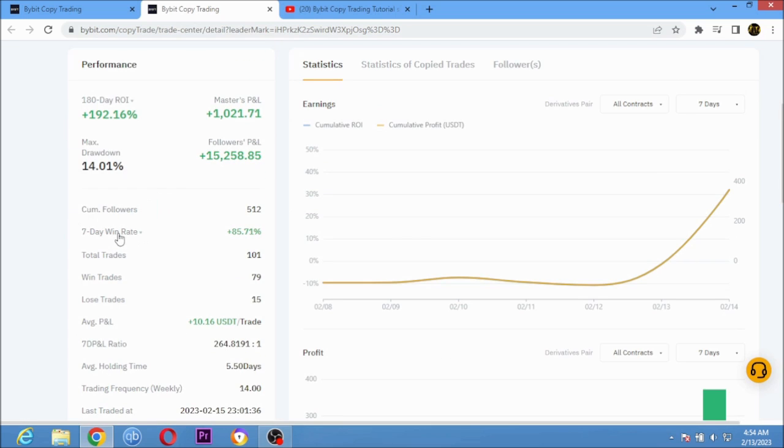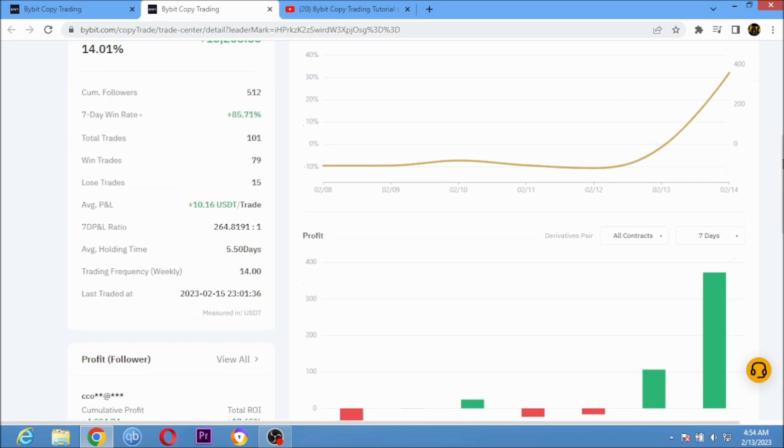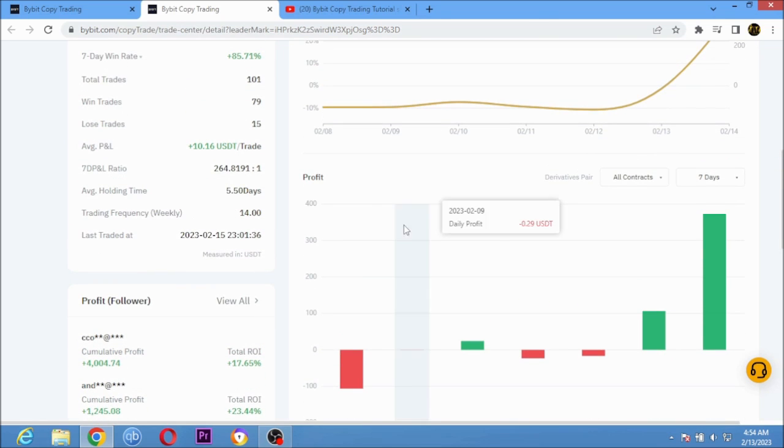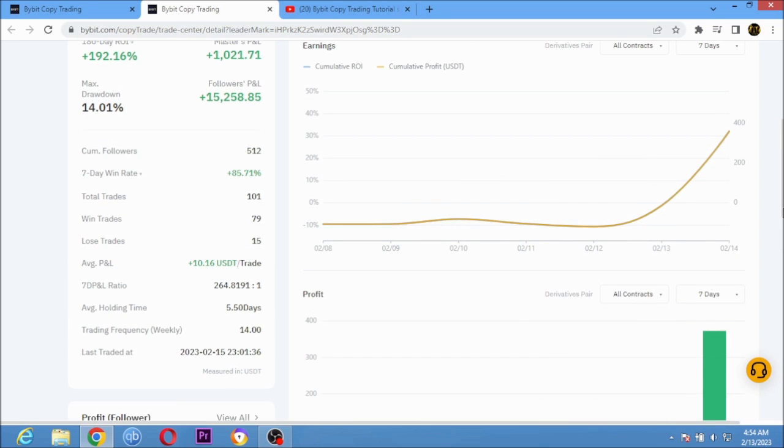When you say here, winning rate per 7 days, you can see he's 85. So when you come down here, you can see the profits, how he has made profits in the last 7 days. Here he has made some losses, of course, but in the last 7 days he has made profits, because the market is now moving so well.